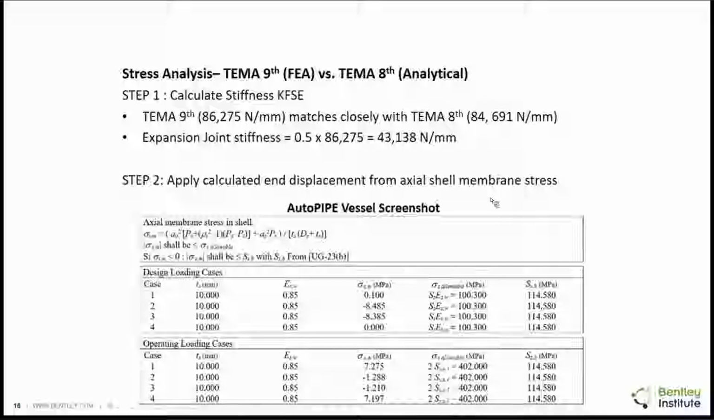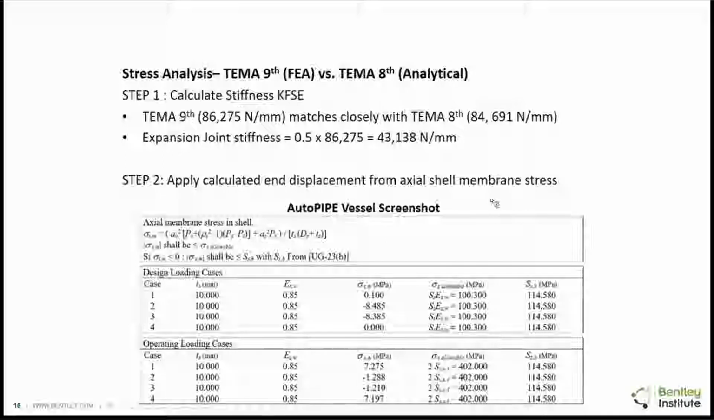So in the first part, the TEMA 9th matches very closely the stiffness part with TEMA 8th. There's not much difference, as you see, 86,000 Newton per millimeter for TEMA 9th, and about 84.6 thousand Newton per millimeter on TEMA 8th. So it matches quite closely. So the expansion joint stiffness will become half of the FSE because it's basically 2 springs in series. So it is exactly half. So this is for one convolution. If you have multiple convolutions, it just gets reduced by that many amounts. So if there are two full convolutions, then it becomes half of this value.